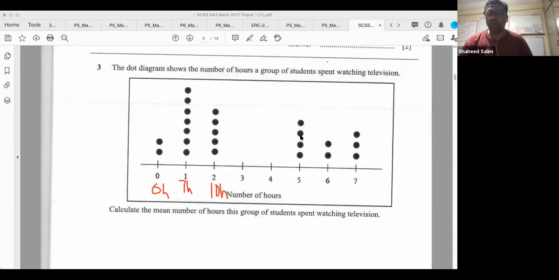Next one. 1, 2, 3, 4. 4 students watch 5 hours, means 20 hours. 2 students watch 6 hours, means 2 times 6, 12 hours. 3 students watch 7 hours, so 3 times 7, 21. So now we add up all together. 10, 20, 30, 37, 47, 57, 67, 70. Am I correct? 70, yeah?